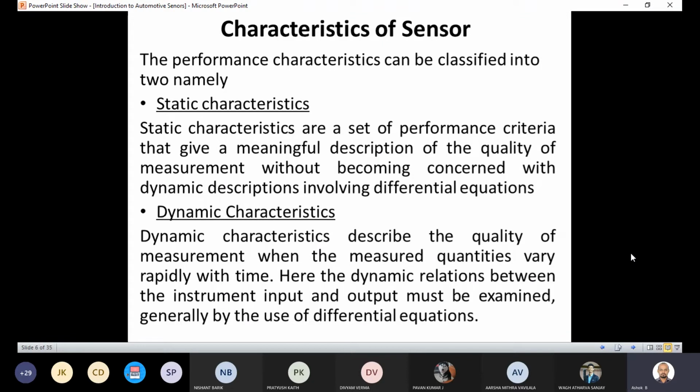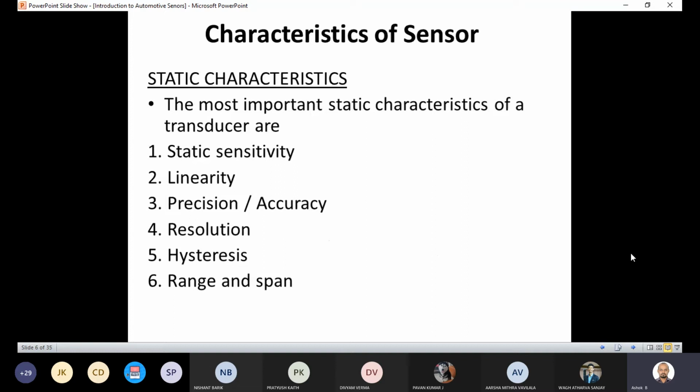If you come to the dynamic characteristics, they give the quality of the measurement when it varies with time, during dynamic applications. According to time, how the sensing information or sensor output varies. Here the dynamic relationship between the instrument input and output must be examined, generally using a set of differential equations. According to the differential equation representations, we see how the quality of the sensor output, the measured value, varies with respect to time. That describes the dynamic characteristics of a sensor.